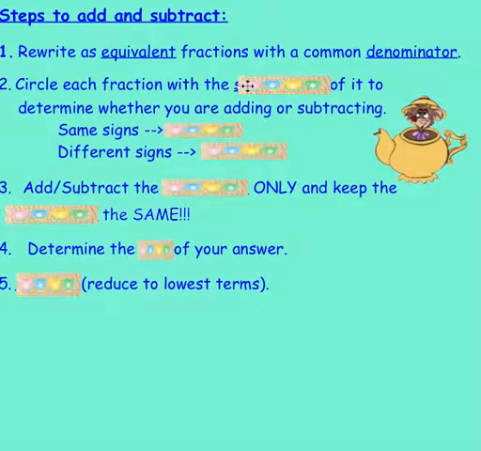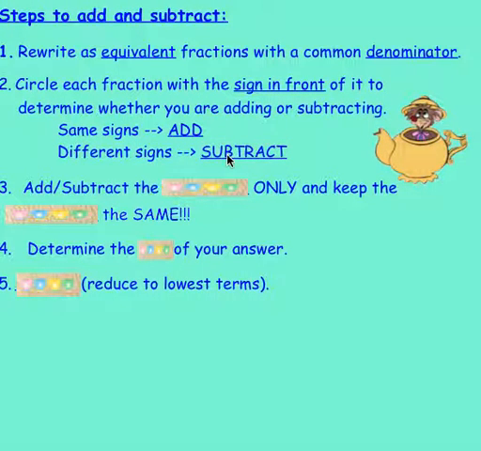Second, circle each fraction with a sign in front of it to determine whether you're adding or subtracting. If we have the same signs, we're going to add. Different signs, subtract. Third, we're going to add or subtract the numerators only and keep the denominator the same.